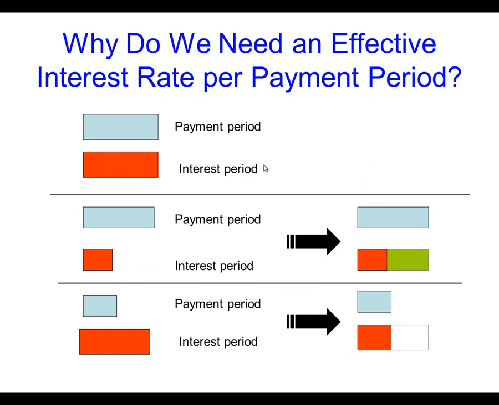Why do we need an effective interest rate per payment period? Since the interest is based on time, it's important that the interest be relative to the payment period. In other words, it's important to have an effective interest rate per payment period. For example, the interest has been given compounded monthly while the payment is quarterly. We need first to calculate the effective interest rate, then calculate the quarterly payment.